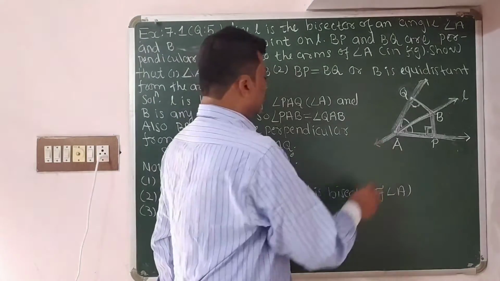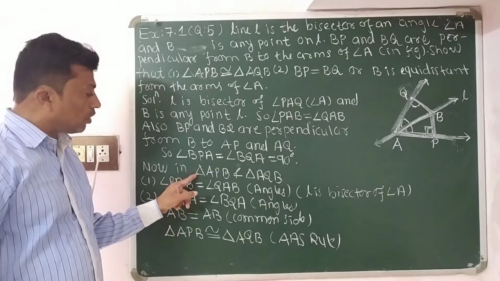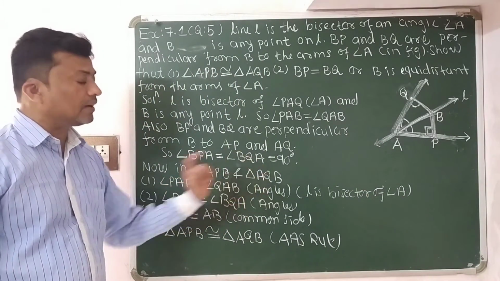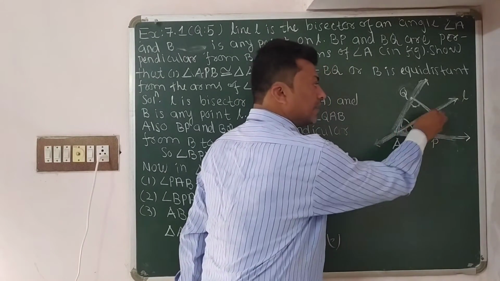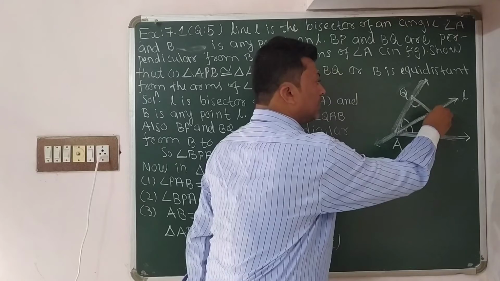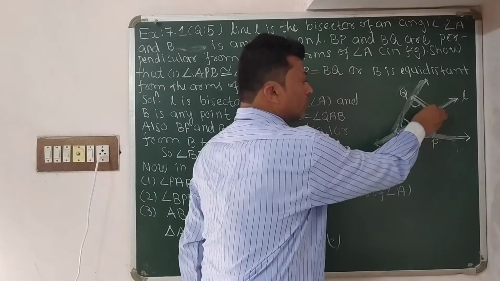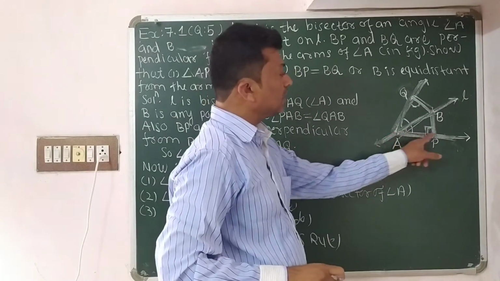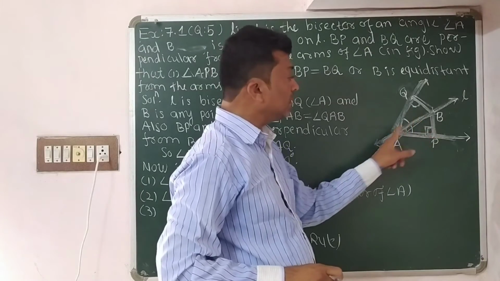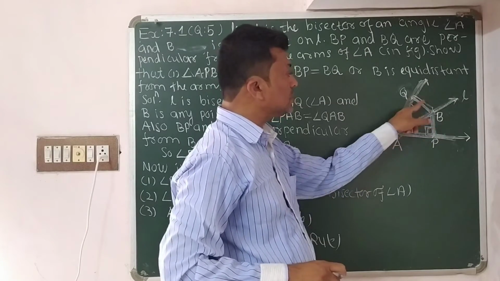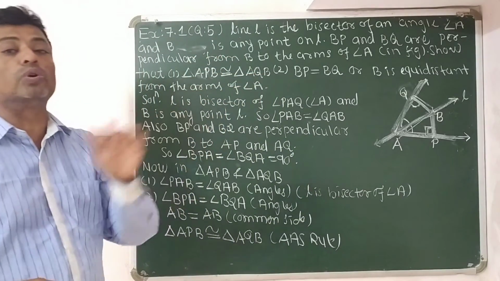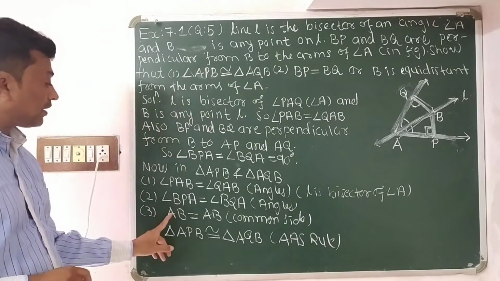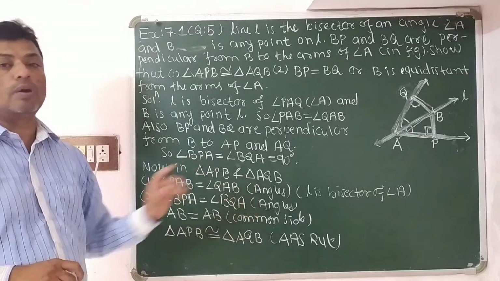So see children, for triangle APB and triangle AQB, see side AB came in triangle APB, and in triangle AQB here also side AB came. Means side AB is the common side for both triangles. So we can write AB is equal to AB, common side.